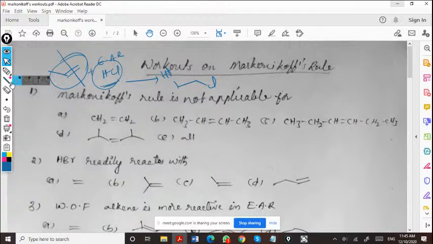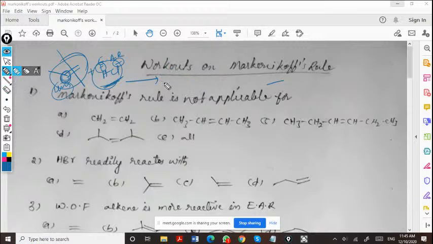So the basic rule of the Markovnikov is the olefin should be unsymmetrical, and the reagent must be unsymmetrical. Then it is going to be applicable. So the rule is that the more substituted carbon will be added with the negative, and the less substituted carbon will be added with the positive. So for this the product will be this one. So this is what Markovnikov is.